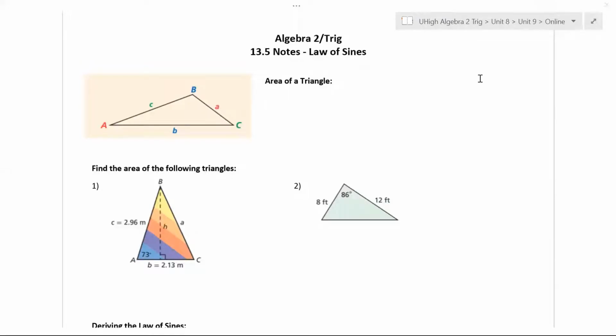All right, guys, so we are going to transition into a new idea. We're going to be looking at how we can use our trig functions in order to solve triangles. So what we're going to start with is something called the law of sines.